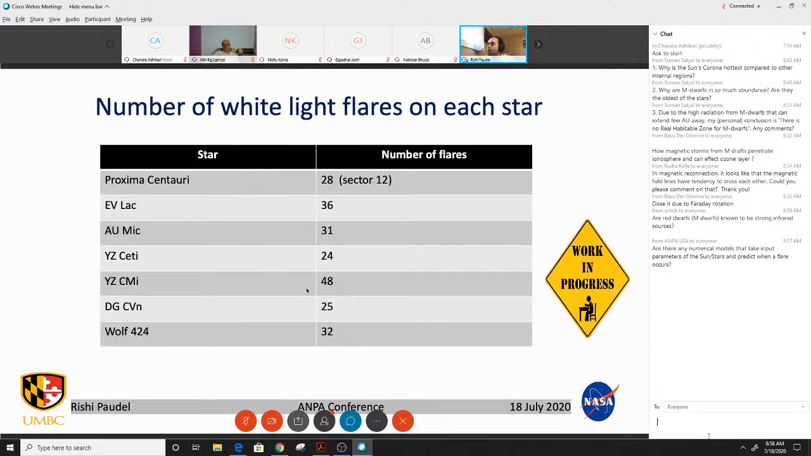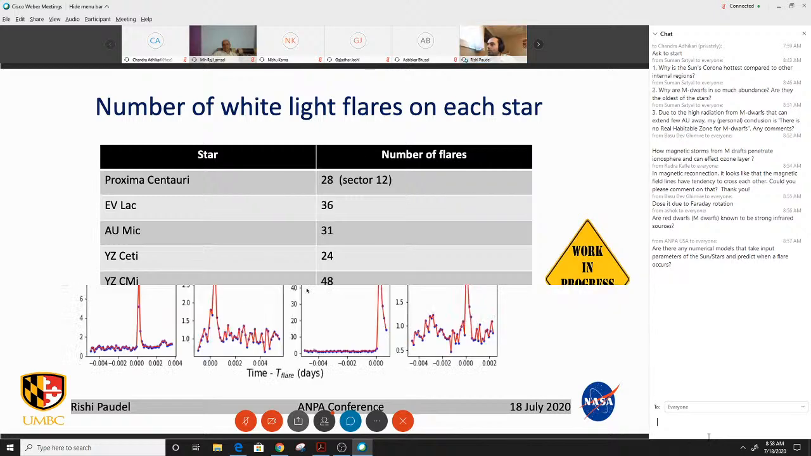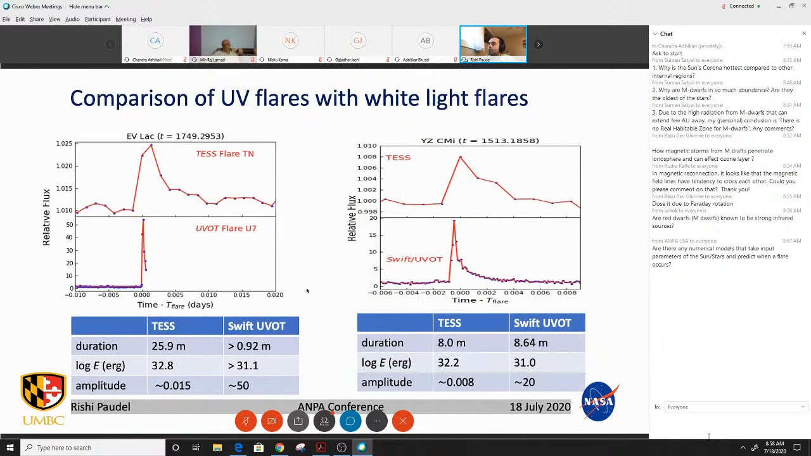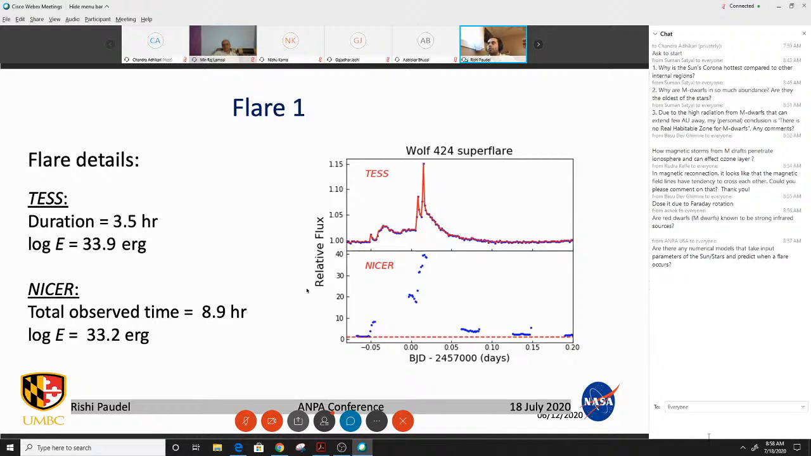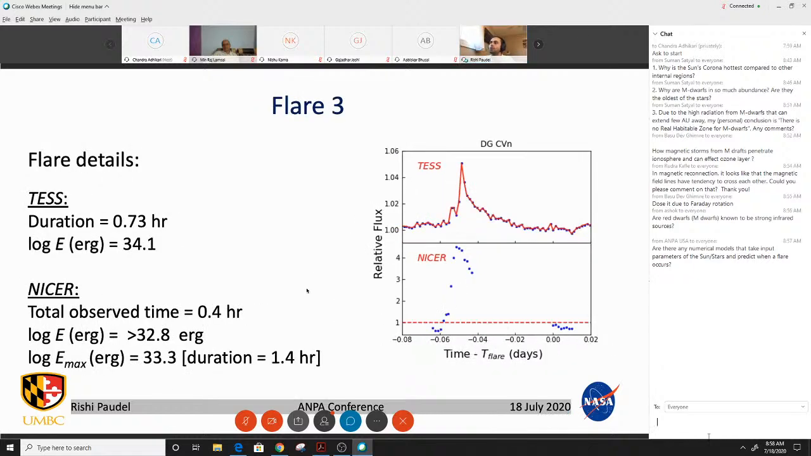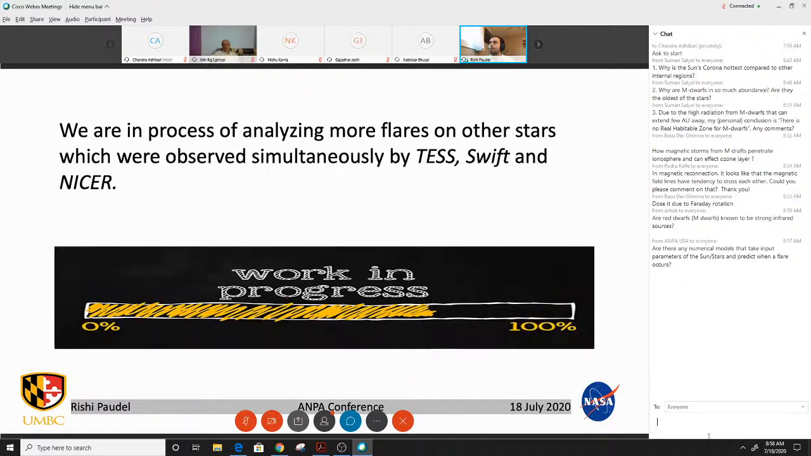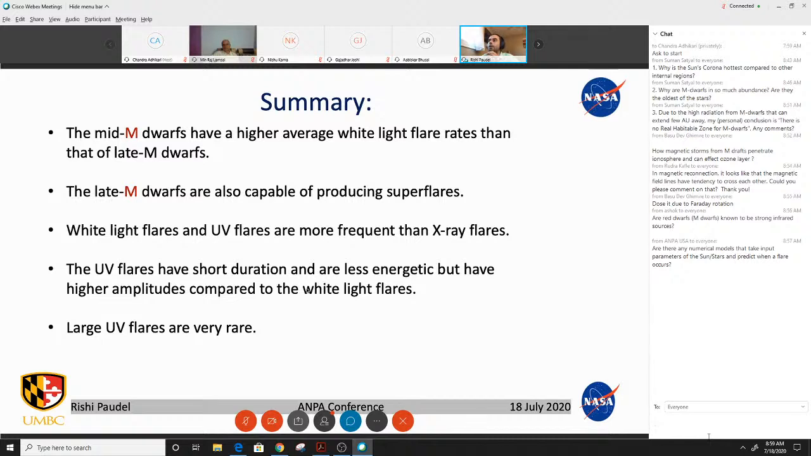So I don't have more time to go over the remaining slides. I can go to the summary now. We are in the process of analyzing more flares on other stars, which were observed simultaneously by TESS, Swift, and NICER. And here's the summary. The mid-M dwarfs have higher average flare rates than that of late M dwarfs. The late M dwarfs are also capable of producing superflares.